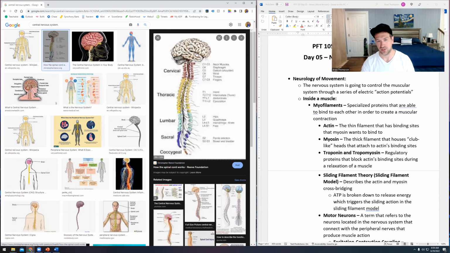So for instance, you've got your cervical vertebrae that's in your neck. If you were to sever the connection between there, pretty much everything down here would be shut off, because signals are going to travel down. Thoracic spine is the section in here. Lumbar spine is here, and then sacrum and your coccyx is down here.